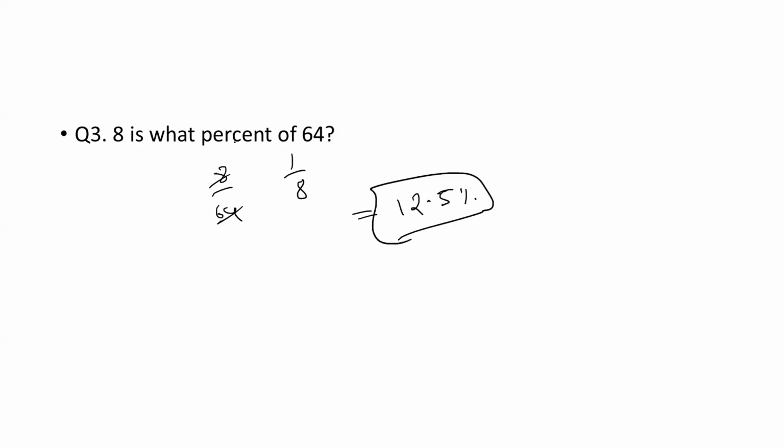Third question. 8 is what percent of 64? You will do 8 by 64. That is 8 ones are 8, 8 eights are 64. And you know the value of 1 by 8 is nothing but 12.5%. So 8 is 12.5% of 64. Is it clear to you all guys?